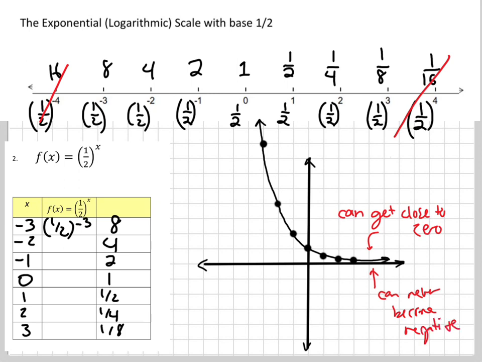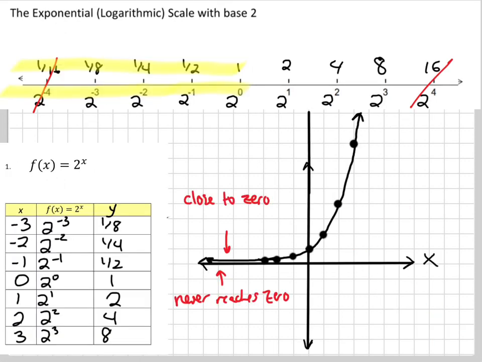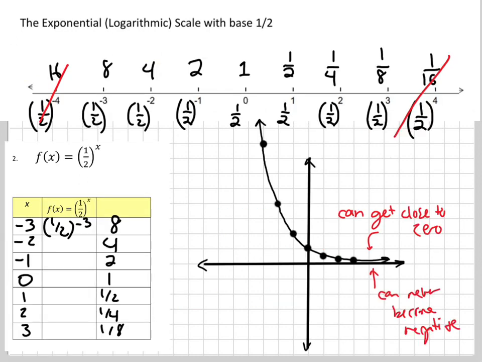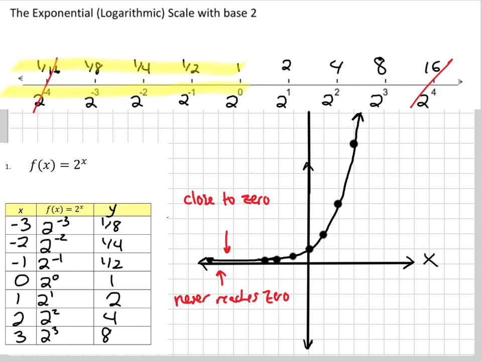Okay, so again, let's compare these two problems. If we go back here, we can see that as we move from left to right, our function is increasing. Over here we can see as we move from left to right, our function is decreasing. So that's interesting. What is the difference between the two bases? Well, here we have a base of 2. So anytime you have a base that is larger than 1, and 2 is larger than 1, you're going to have a function that is increasing.